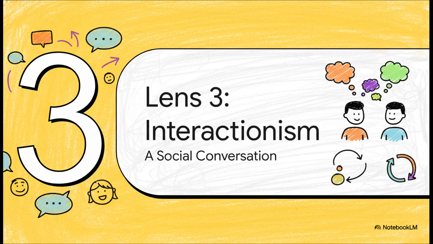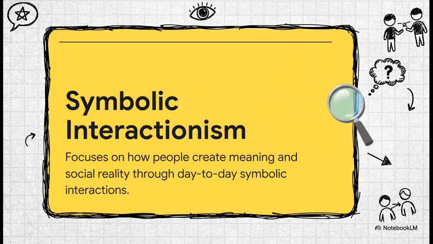Okay, let's put away the helicopter goggles for a minute and grab a magnifying glass. We're shifting from that big macro level down to the micro level with symbolic interactionism. This lens isn't about huge structures. It's about us, our everyday lives. This theory argues that society is literally built from the ground up. It's built one conversation, one gesture, one single interaction at a time.